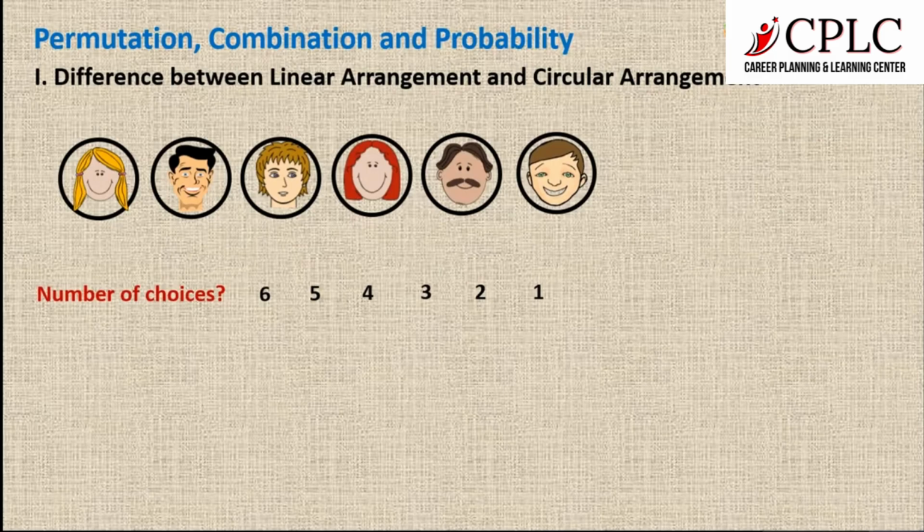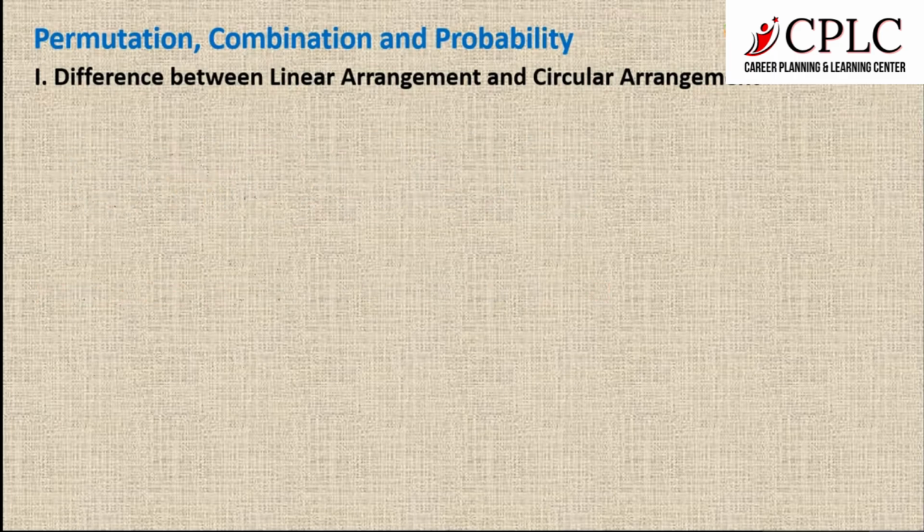And if I ask you in how many ways all these people can be arranged, so 6 into 5 into 4 into 3 into 2 into 1, all of us know already that it is 6 factorial. So if you are supposed to generalize this, which I have already spoken about, that in linear arrangement n entities can be arranged in n factorial ways.